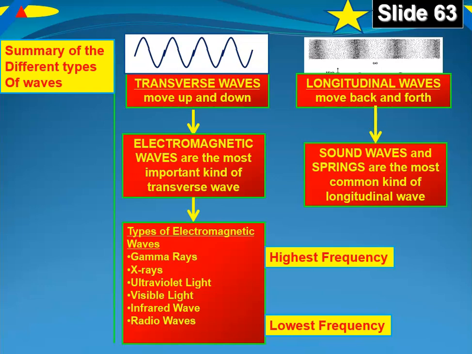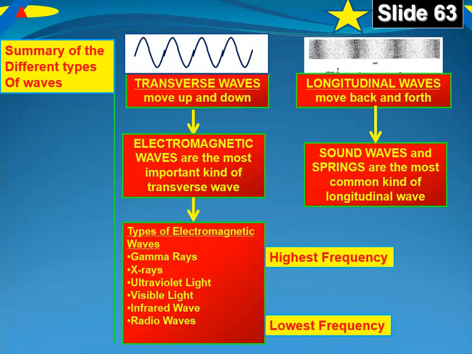And then we had 6 types that we talked about. So in order from highest energy and highest frequency, the energy of an electromagnetic wave is determined by its frequency. So highest frequency, meaning how many times it passes a point each second, is the highest energy. And that goes gamma rays, X-rays, ultraviolet, visible light, infrared waves, and radio waves.